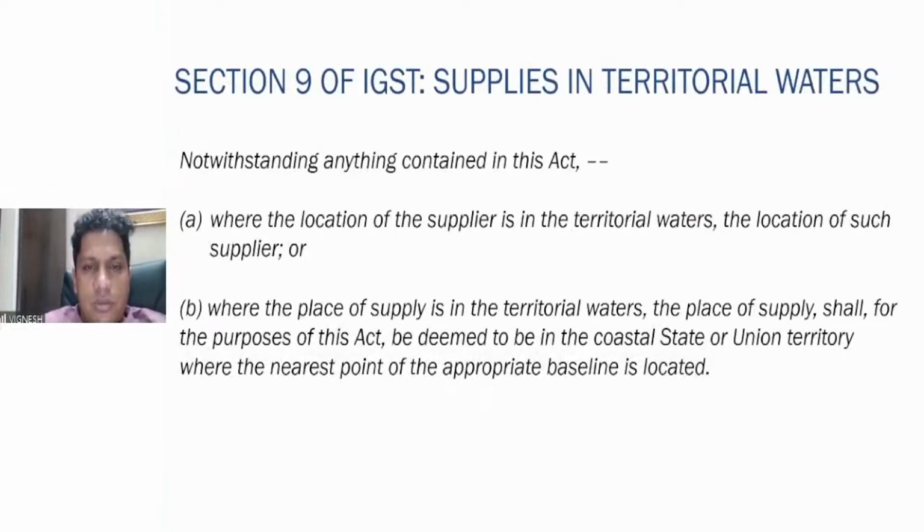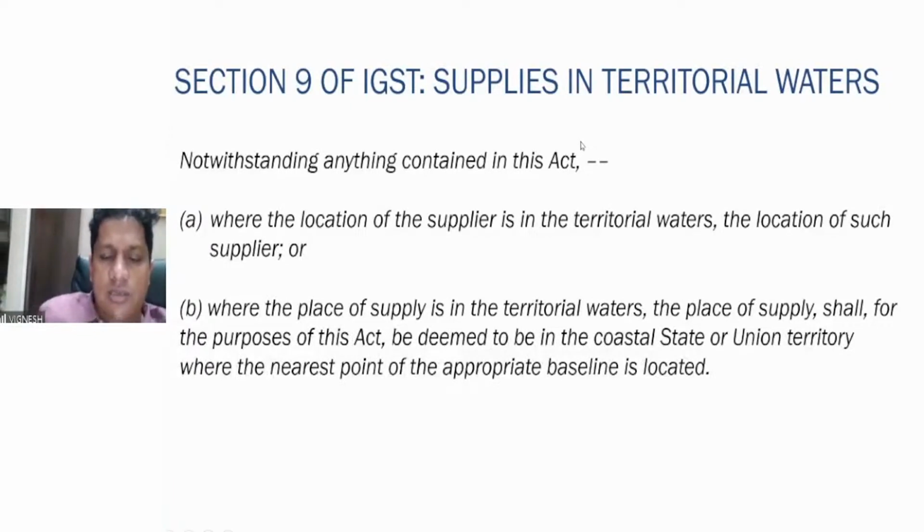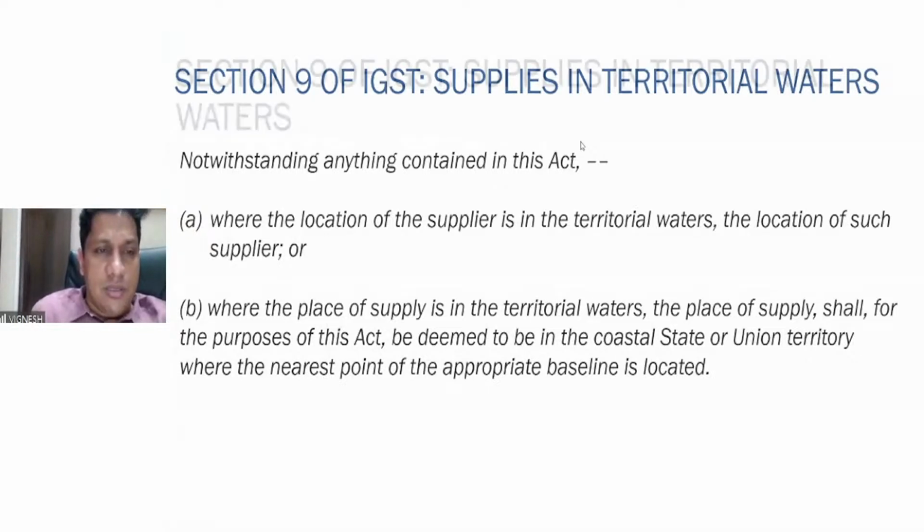Now we come to section 9 of the IGST Act, which talks about the supplies in territorial waters. Sometimes the supplies can happen in the waters of the country. In the ship also the supplies can happen. So what is to be taken with regard to that? Notwithstanding anything contained in this Act, where the location of supplier is in the territorial waters, the location of the supplier has to be taken as the place of supply.